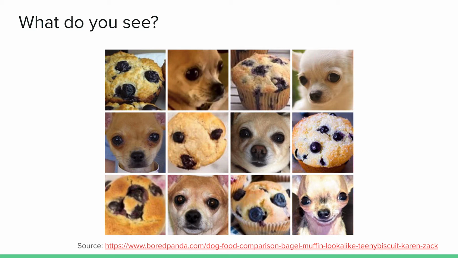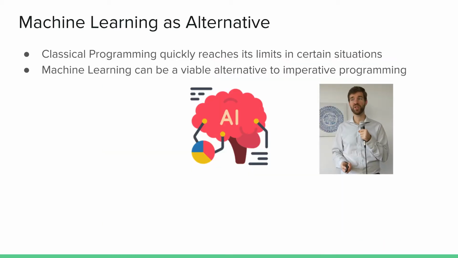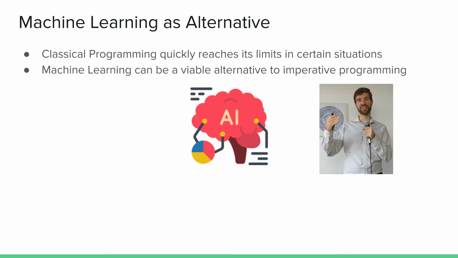Or how do you know that there are eyes? I mean, eyes are a very strong indicator for animate objects, in this case dogs. But if you just try to detect black blobs, black circles, well, the muffins will also fall into that category. So the problem that I'm trying to tell you that we're facing is that some problems are too tough to write them down as a set of rules.